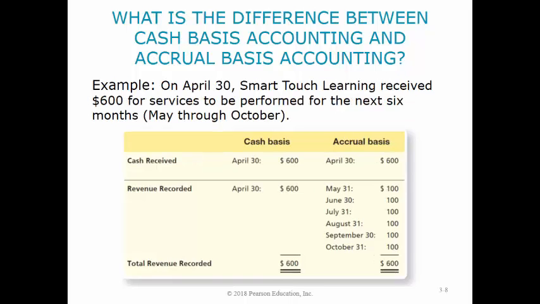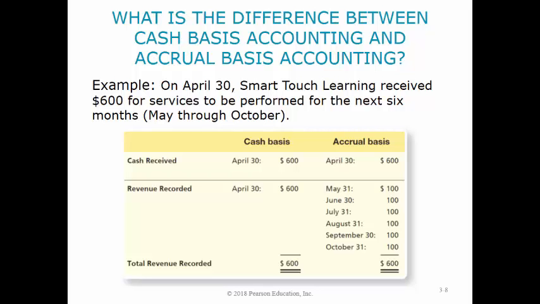Suppose on April 30th, Smart Touch Learning received $600 for services to be performed for the next 6 months, May through October. Under the cash basis method, Smart Touch Learning would record $600 of revenue when the cash is received on April 30th. The accrual basis method, though, requires the revenue to be recorded only when it is earned. Smart Touch Learning would record $100 of revenue each month for the next 6 months beginning in May.